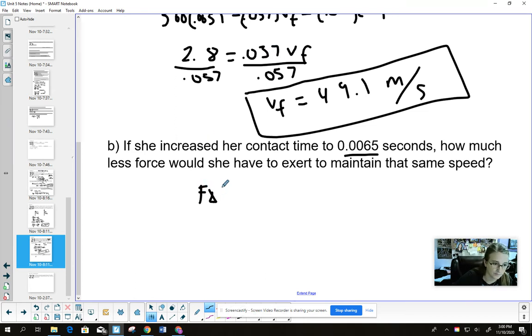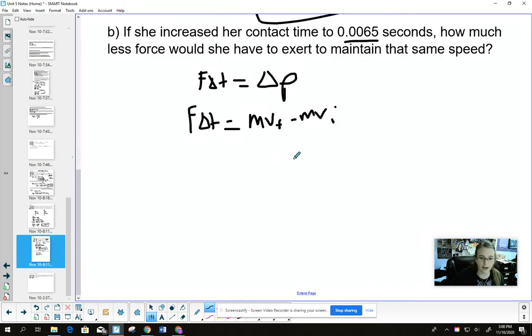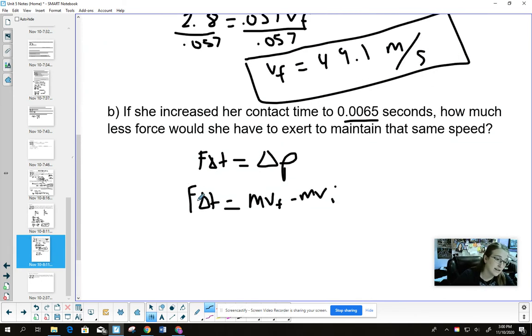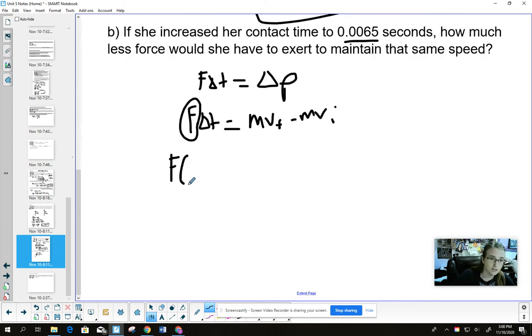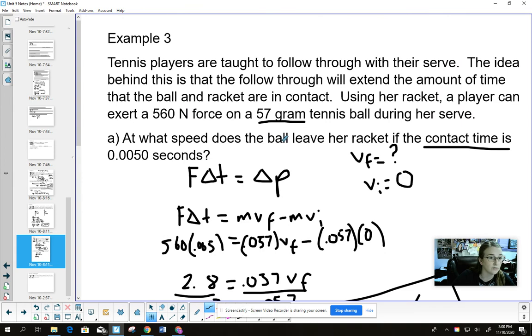I want you to go ahead. We're using this as our final speed still. And now we're trying to find the new force. Go ahead and try it. Okay, so we have force times change in time, which equals mass times final velocity minus mass times initial velocity. That's our P final minus P initial. So again, what we're trying to find is the new force with this new time. So force times 0.0065 equals the mass of the ball is still 0.065, right?